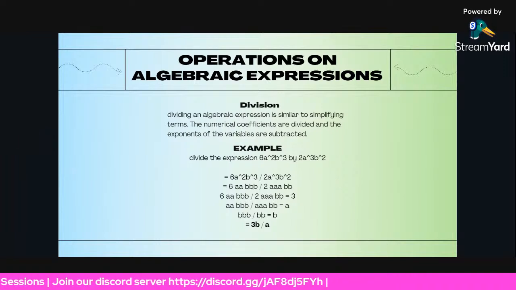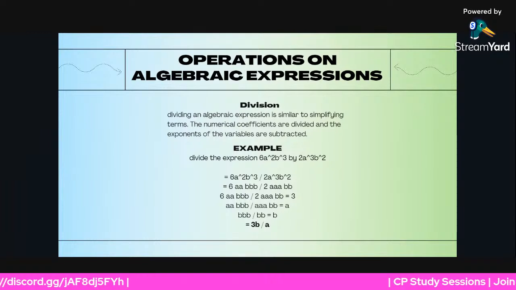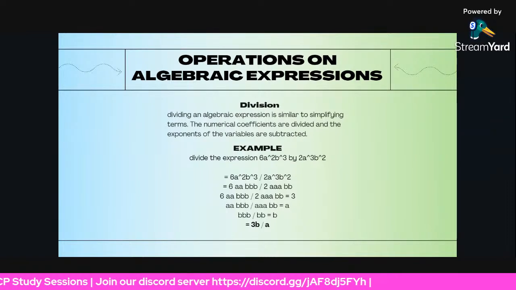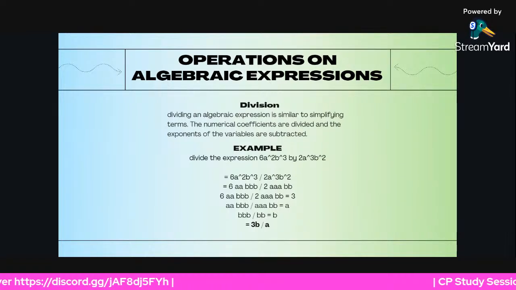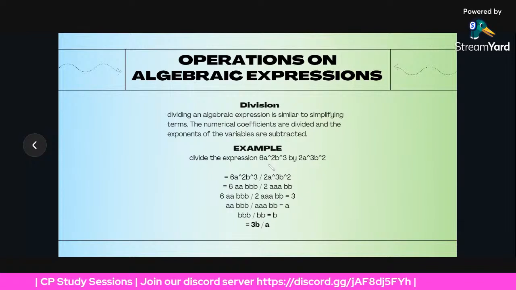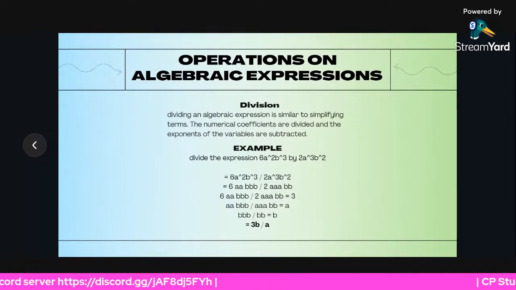So, divide the expression 6a squared b cubed divided by 2a cubed b squared. So, sorry, hindi siya ma-format sa Canva na yung exponent mismo. Wala na yung arrow na yan. Pero, i-re-retype ko na lang later. Basta yan yung expression. 6a squared b cubed divided by 2a cubed b squared.